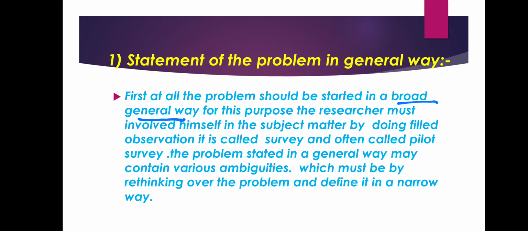This is only a general way of stating our problem, and we know that a general definition of anything includes a lot of ambiguities, meaning there are a lot of confusions, and these confusions must be removed by rethinking over the problem, and then we can define the problem in a narrow sense, in a specific way. So this is the first step of formulating a research problem, that is, we have to define the problem in a very general way. I think it is clear.